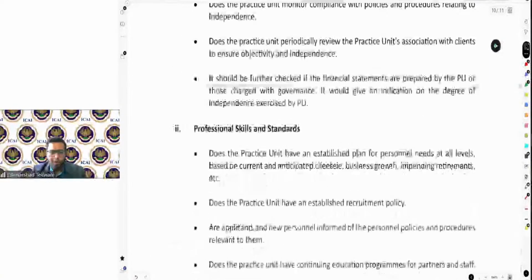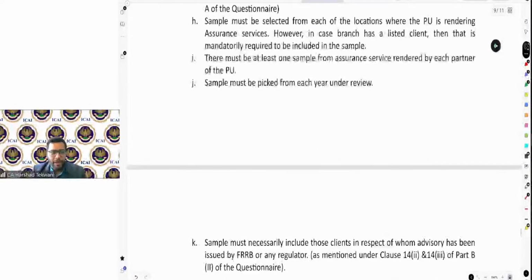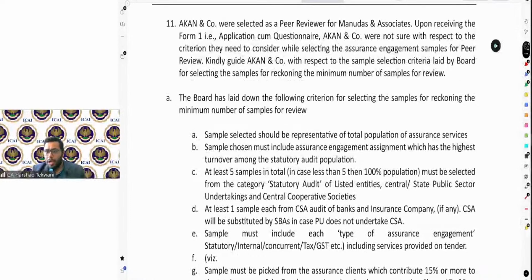There are a few more questions that I want to cover at the end with respect to the peer review. I want to discuss some questions on the quality review also, because in yesterday's paper, a quality review question was also there. So let's discuss the quality review now.